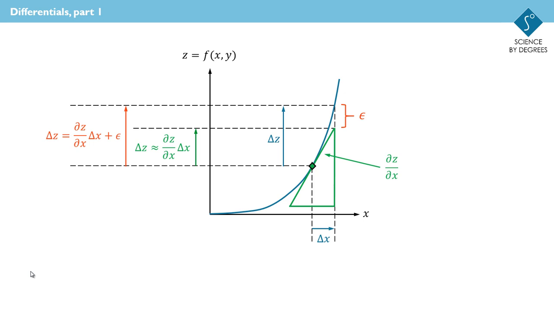And if we shrink delta x down to infinitesimal values, then the fit to the blue line gets better and better. We can use dx, called a differential, to stand for an infinitesimal change in x, and in that case the corresponding change in z, called dz, which is the differential in z, will be given by that expression there, and that is the definition of the differential in z.